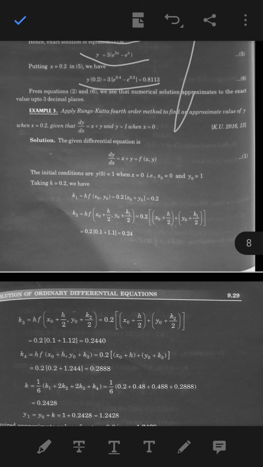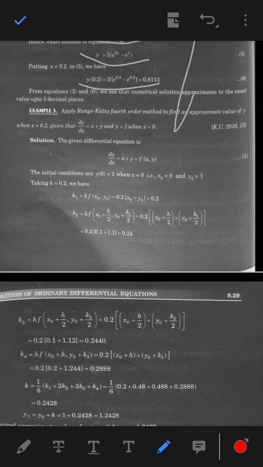Now next comes the problem by the Runge-Kutta method. So the next problem is to apply the Runge-Kutta fourth order method. We are to apply the fourth order method here to find an approximate value of y when x is equal to 0.2, and it is given that dy by dx is equal to x plus y, and these are our initial values. So this is our initial value problem. These are the initial conditions. Now we take h equal to 0.2.